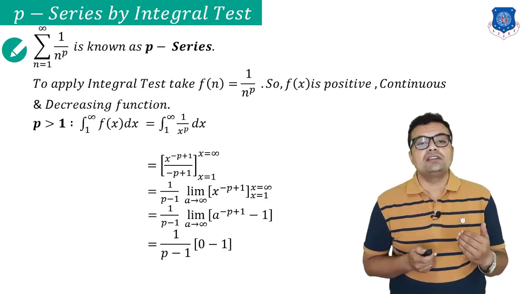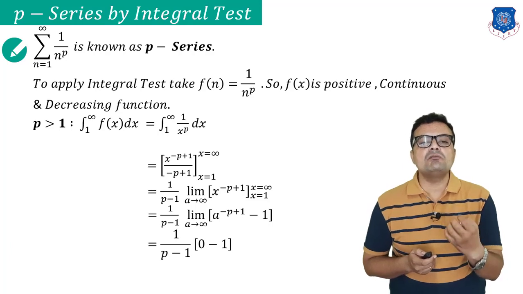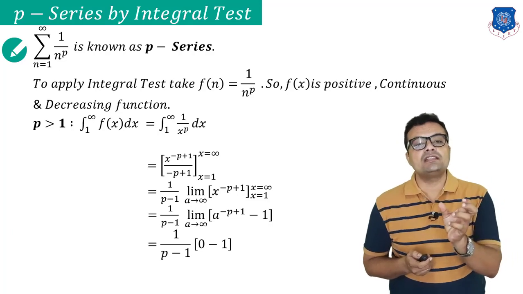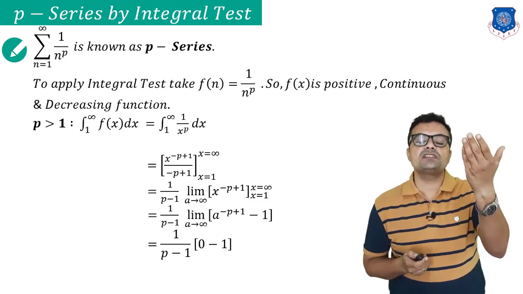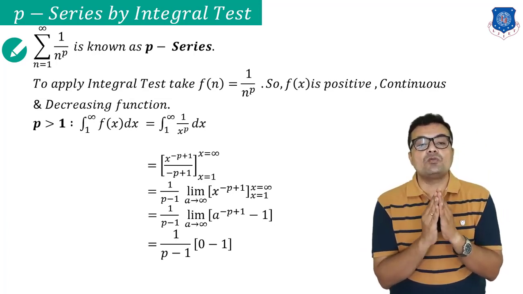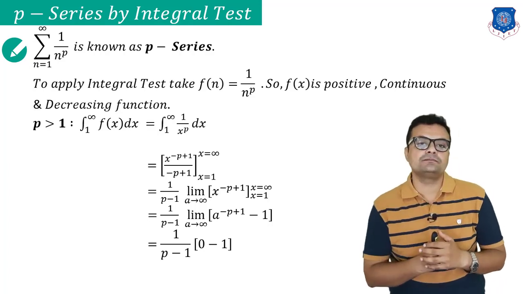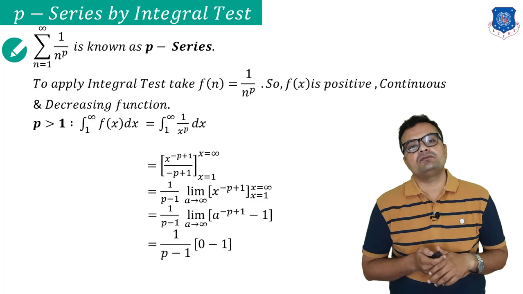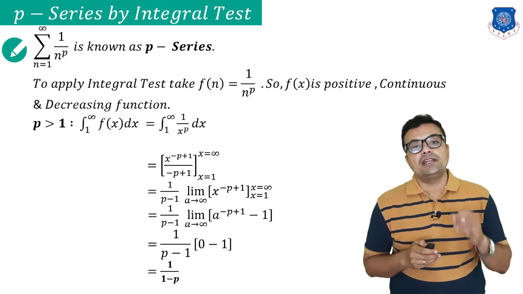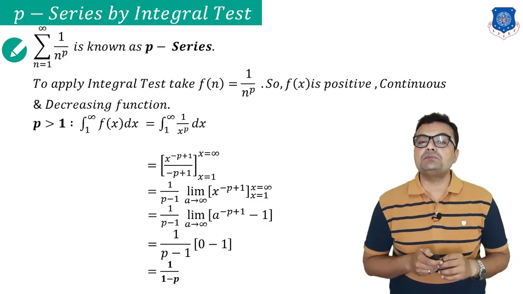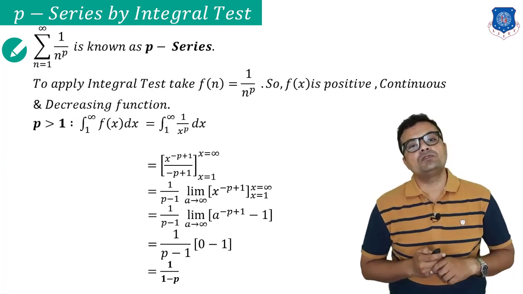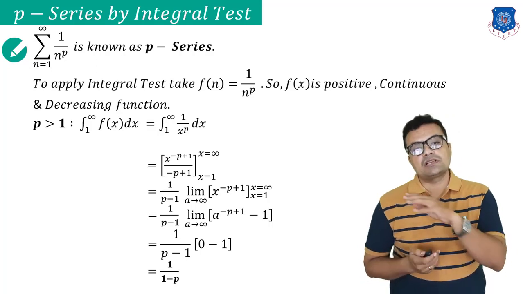So the power of A, which is 1 minus P, will be a number which is less than 1. So the power of A is now from 0 to 1, and if the value of A is increasing, moving towards infinity, ultimately that whole number A raised to 1 minus P is reaching towards 0. This is happening because P is greater than 1, and therefore ultimately it will result in 1 minus P in the denominator, and so it gives you a finite quantity, which simply means that this integration is convergent, and so the series which is defined with the help of this function 1 upon x raised to P must be convergent.